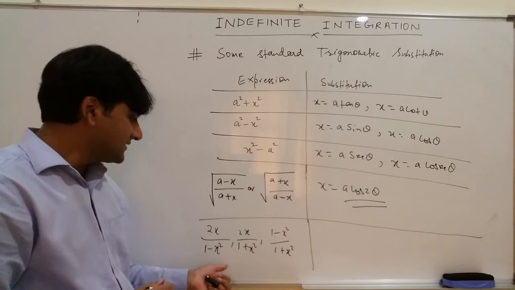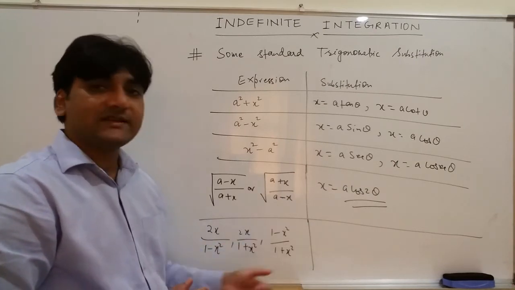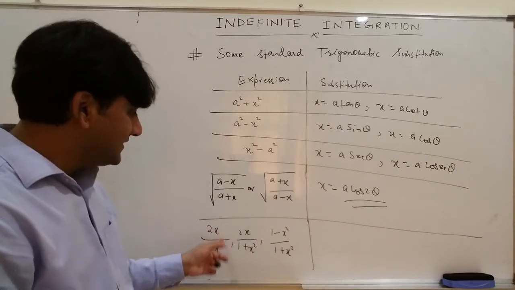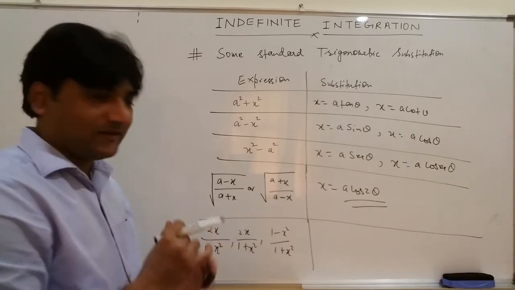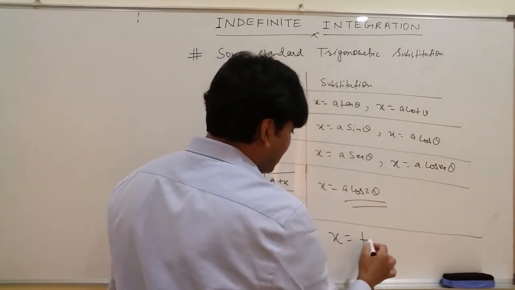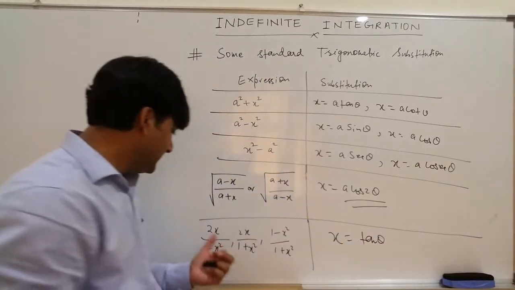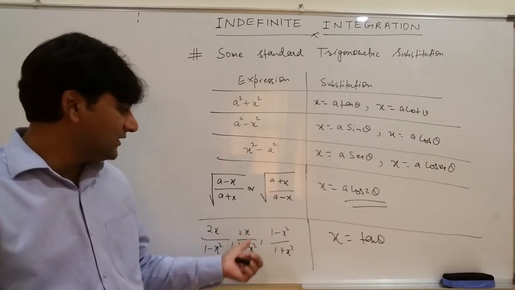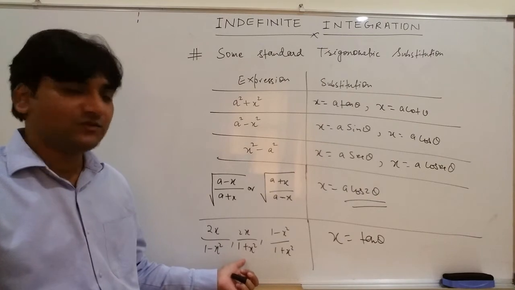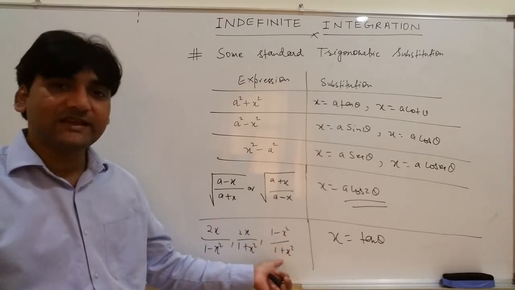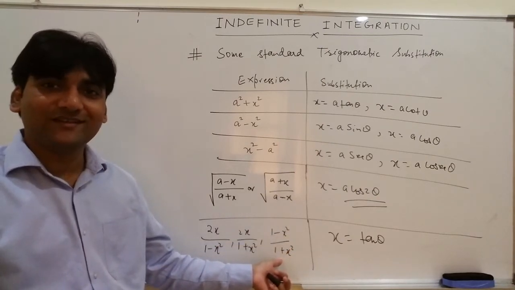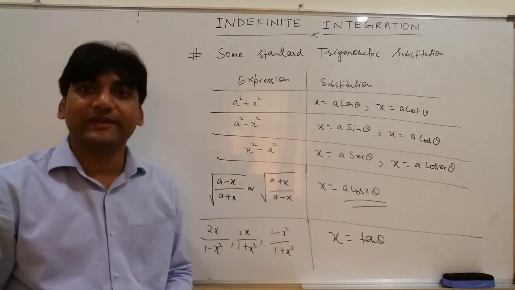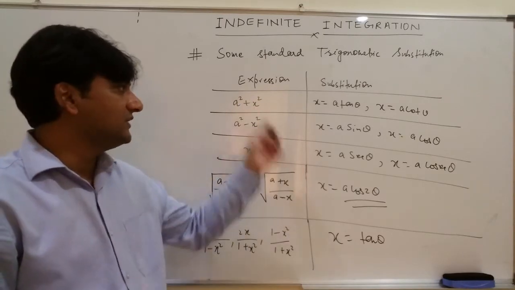Now 2x over 1 minus x square, or 2x over 1 plus x square, or 1 minus x square over 1 plus x square. If you observe carefully, you will find this is nothing but some formula. If you put x equals tan theta, then check: 2 tan theta upon 1 minus tan square theta is tan 2 theta. 2 tan theta upon 1 plus tan square theta is sin 2 theta. 1 minus tan square over 1 plus tan square is cos 2 theta. So this is a substitution. Now we will understand some examples which are based on these results.